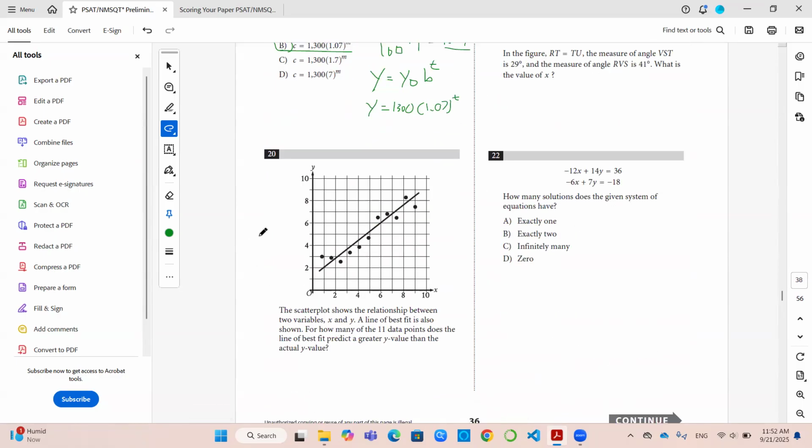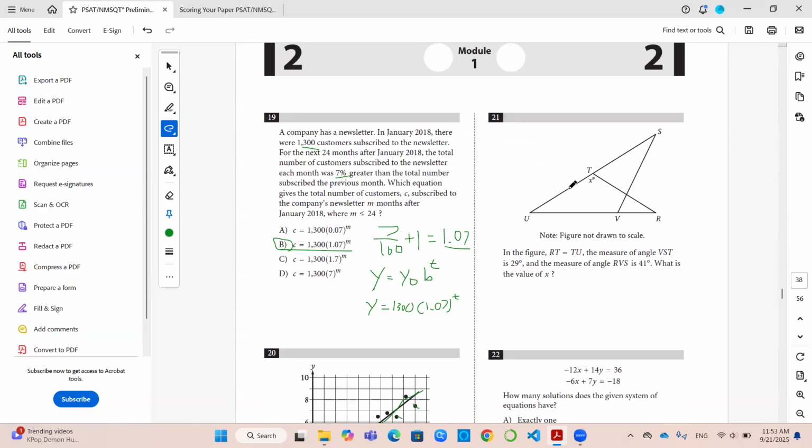The scatter plot shows the relationship between two variables x and y. A line of best fit is also shown. For how many of the 11 data points does the line of best fit predict a greater y value than the actual y value? So let's see. This is the line of best fit, and I want to see how many points this line has predicted greater than the actual y value. So anything below should be counted. So 1, 2, 3, 4, 5, 6. So we have 6.